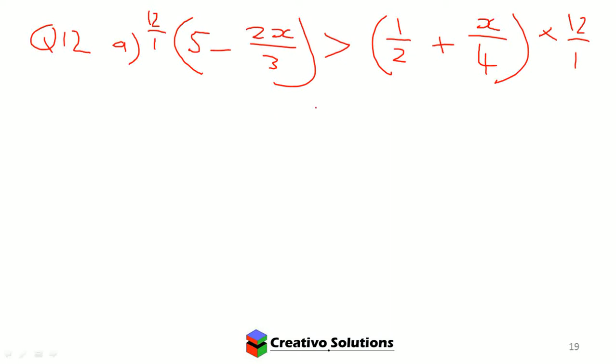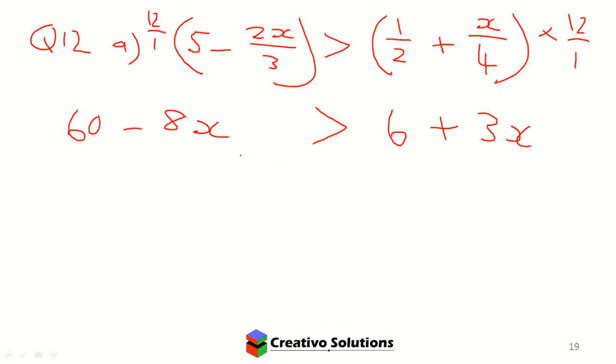So the next step is going to have 5 times 12 is 60. 12 cancels with the 3, so I'll have a 4 at the top. 4 times 2 is 8x. Then on the right, I'm timesing everything by 12. So I'll cancel the 2 with the 12, which is 6. Plus, I'll cancel the 4 with the 12, which is 3, so 3x. And there we go. Now I've eliminated the denominators.